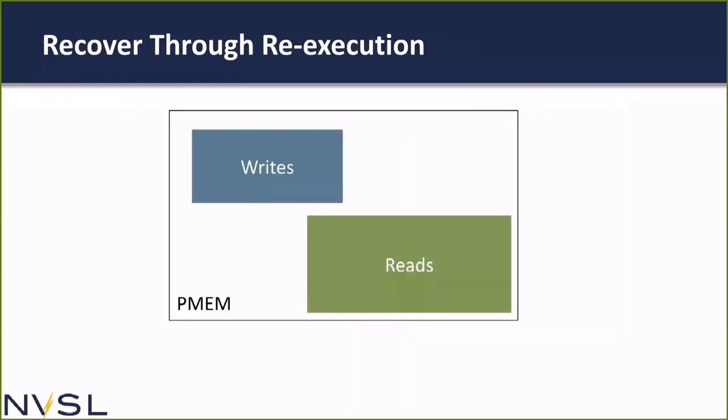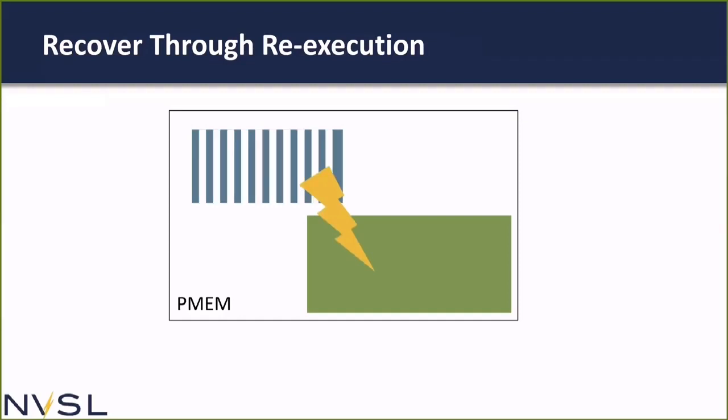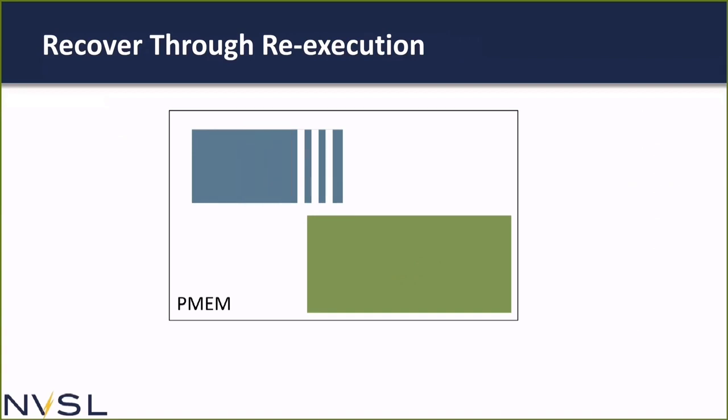Think of this example. These are the read and write addresses of a transaction. When a power failure happens in the middle of the transaction, the state of data at its write addresses is unknown. They might be inconsistent. But if the transaction is re-executed after the power failure, any potentially inconsistent data will be overwritten. When the re-execution finishes, data accessed by the transaction is ensured to be consistent.